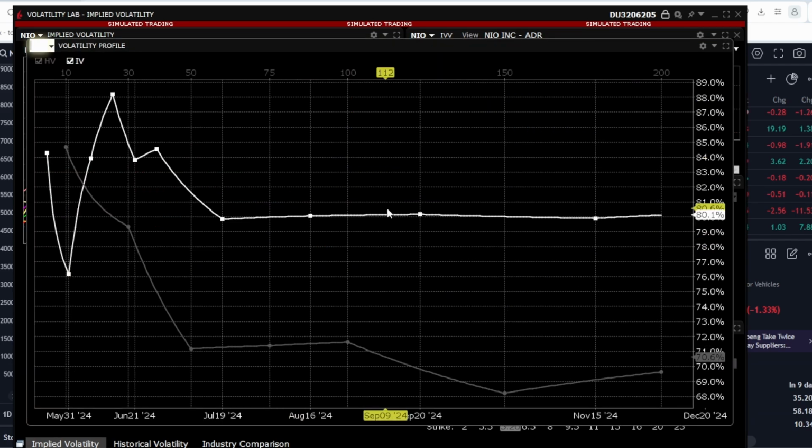Now, let's look at historical and implied volatility. At the moment, historical volatility is represented by the gray line and implied volatility by the white line. We can see a huge gap of 10% between them, and we can exploit this gap to make a profit. How can we do this?